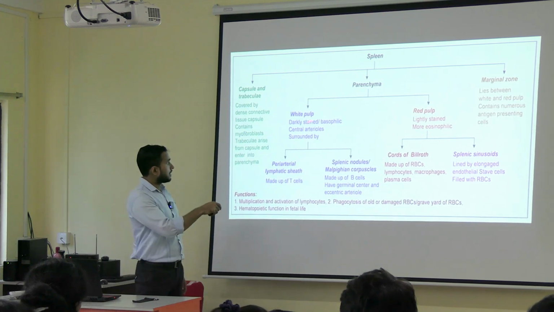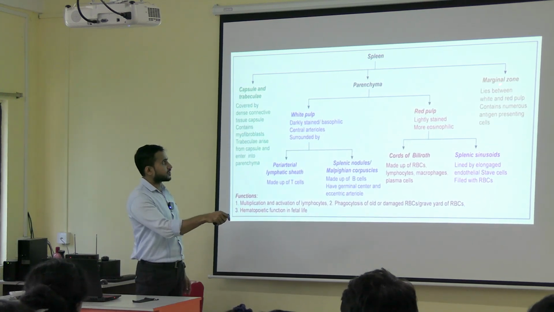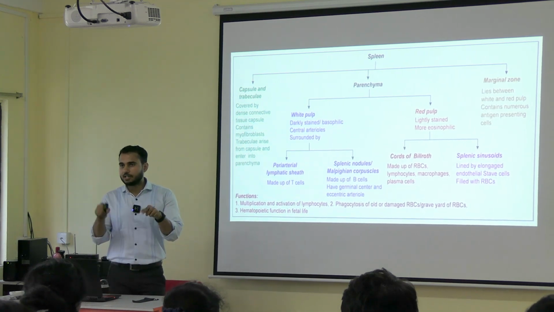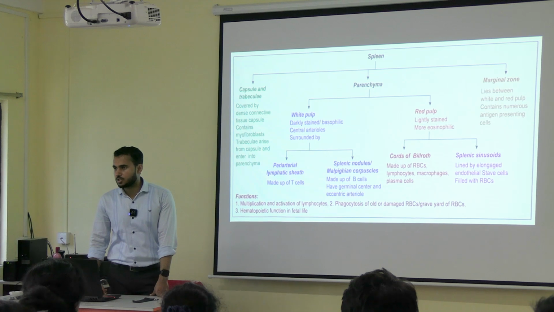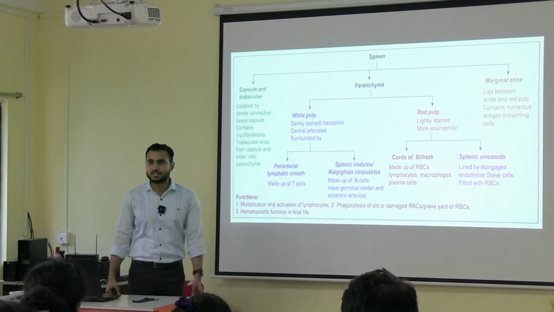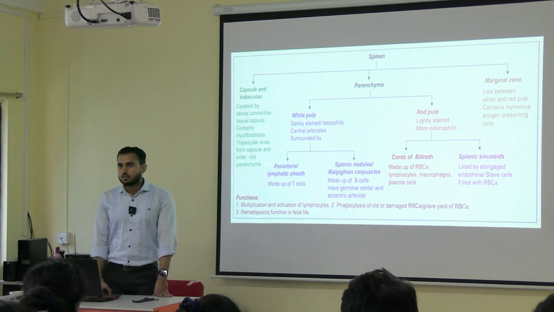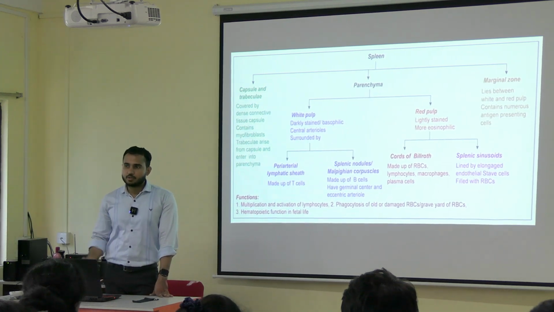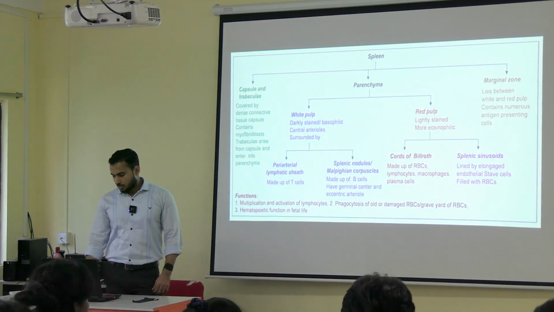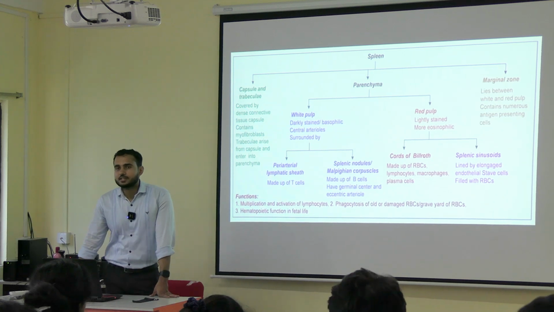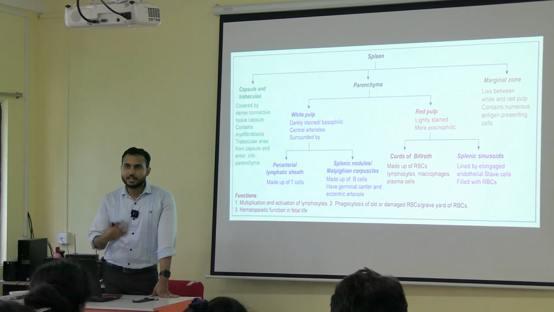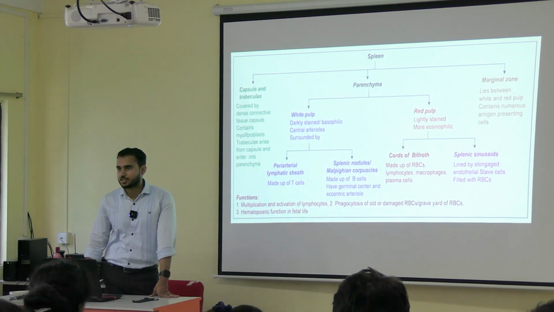Now in between the white pulp and red pulp, an area is there that is called the marginal zone. In between red pulp and white pulp, the area which is present, that is called the marginal zone. What does it contain? As you can see, it contains numerous antigen presenting cells. Now these antigen presenting cells are very important. I hope you have studied about the antigen presenting cell. Some specialized antigen presenting cells are the dendritic cells, which act as antigen presenting cells.